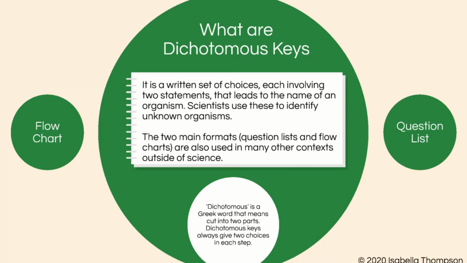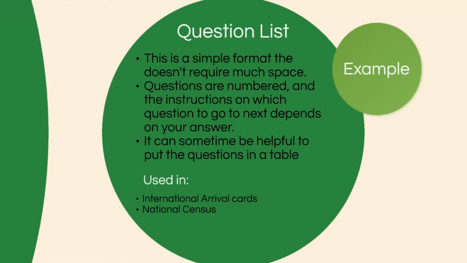So we've got two main formats for how we can lay out a dichotomous key. One is a question list and one is a flowchart. And we can use these formats in other places as well, not necessarily in science. So you probably have seen something like this before. Okay, so let's start with a question list.